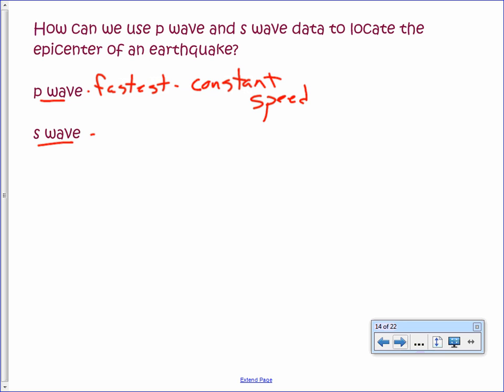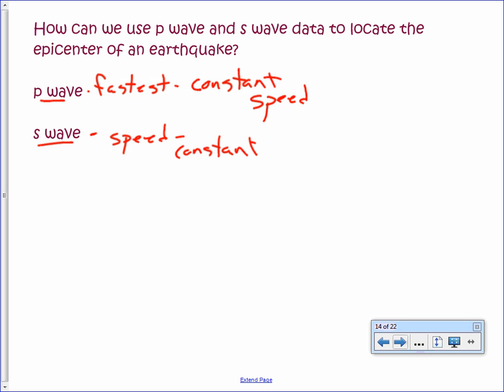S waves, so the S waves also, they're the second fastest. They travel at their own speed, right? That is a known constant speed. So here's why this is useful.